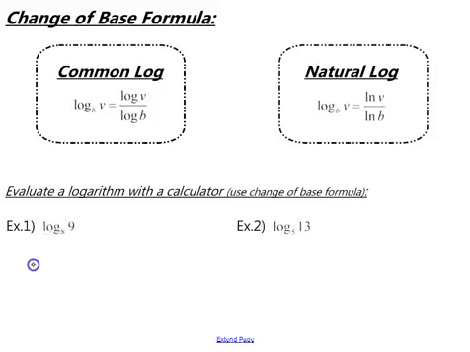So we're going to take log base 10 of 9 divided by log base 10 of 8, because your calculator will only compute logs with base 10. That's why we're changing this into the common log. Or, example 2, let's go ahead and use the natural log. We can do natural log of 13 divided by natural log of 5.